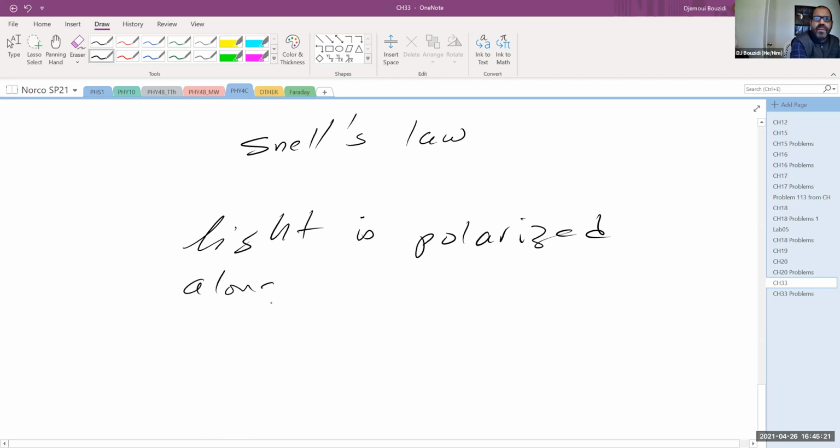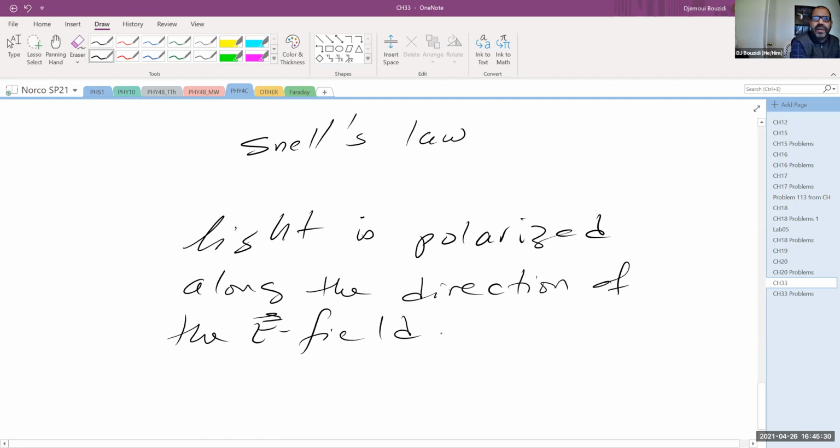along the direction of the E field, the electric field.